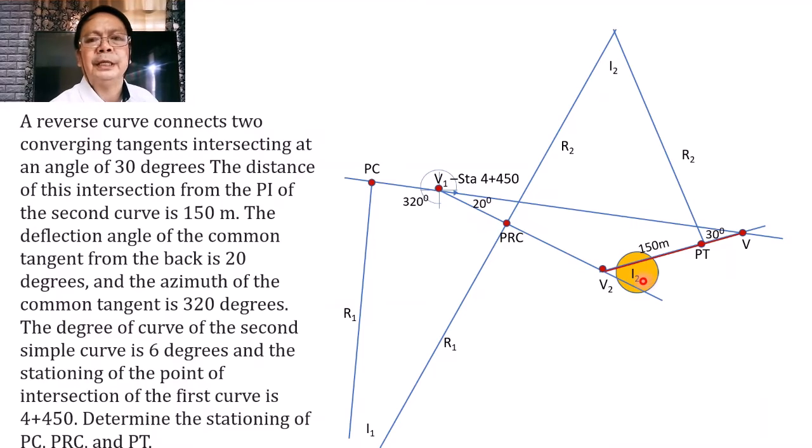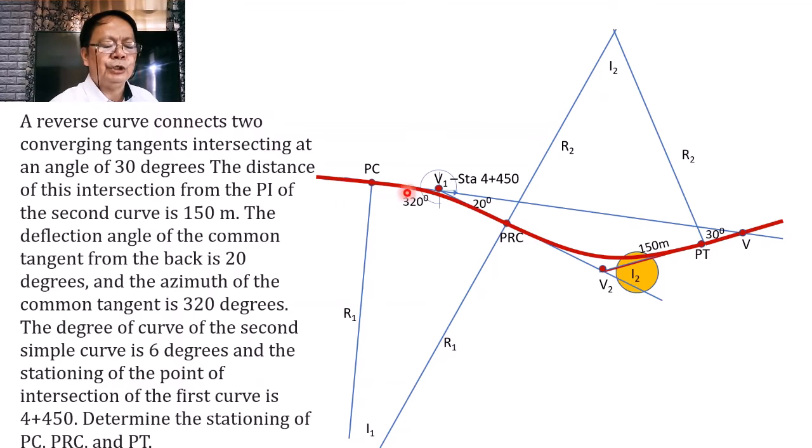Now let us try to imagine that our curve will run from our back tangent, will end at PC. Then from PC, it will have a simple curvature towards PRC. Then from PRC, another simple curvature in reverse direction toward PT. And then from PT, towards the forward tangent. And so you have here our reverse curvature.